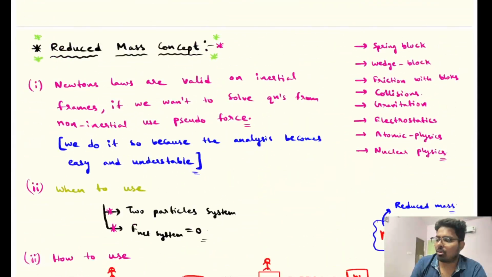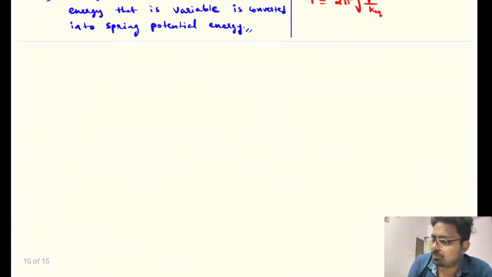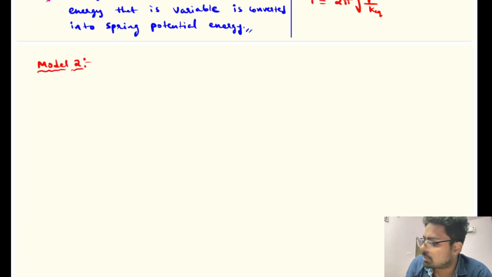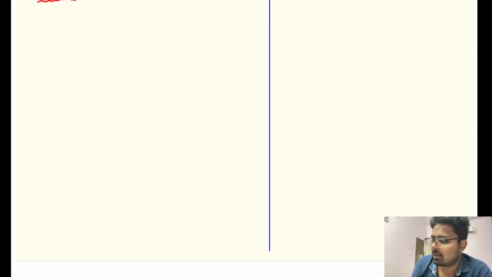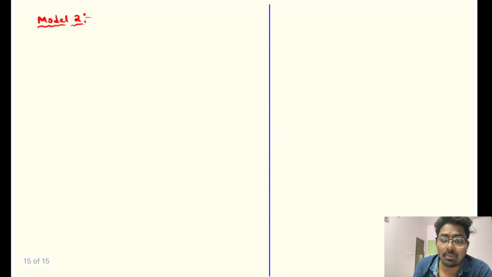Now let us go to model 2, the wedge block system. I guess if I discuss all the models it might become very lengthy, so I'll try not to solve till the end. I'll just give the concepts, and from there you can approach. Model 2 is wedge and block system. You would have seen this type of question for sure.